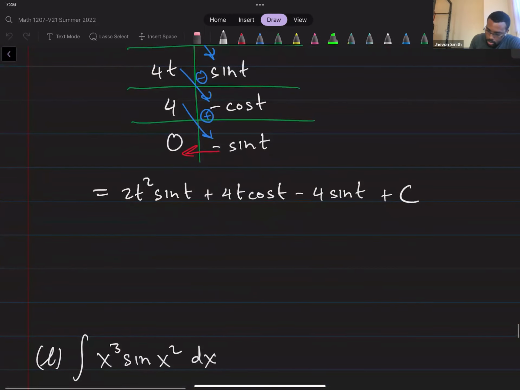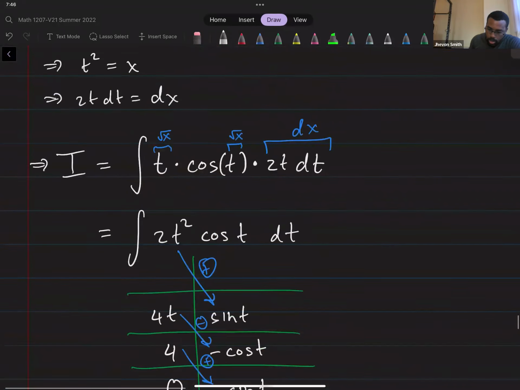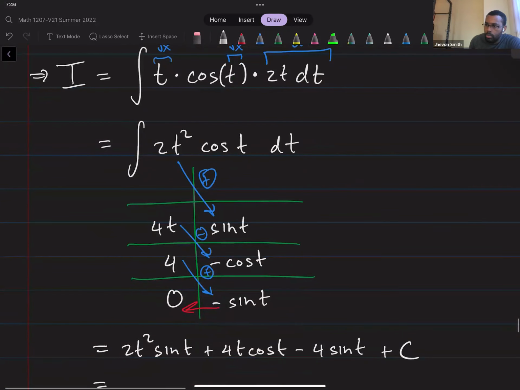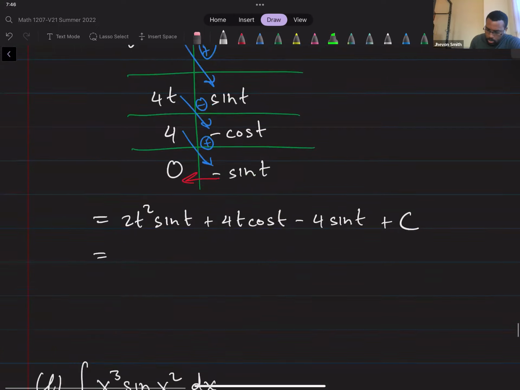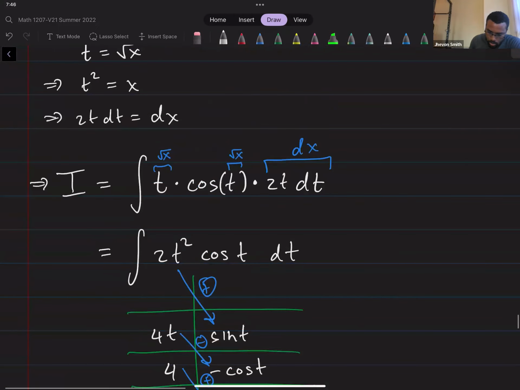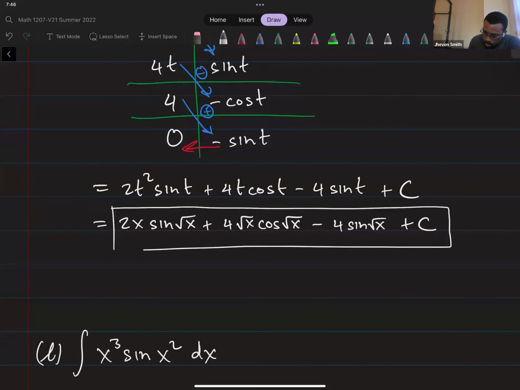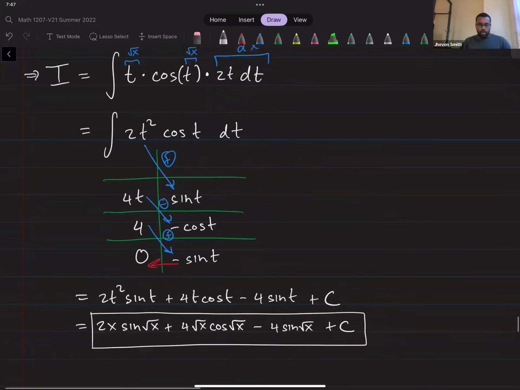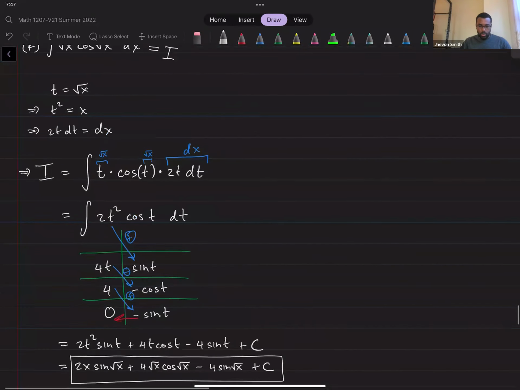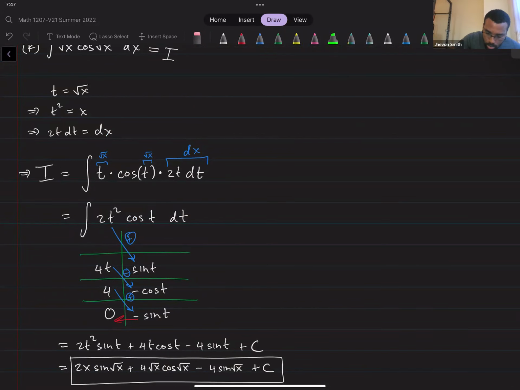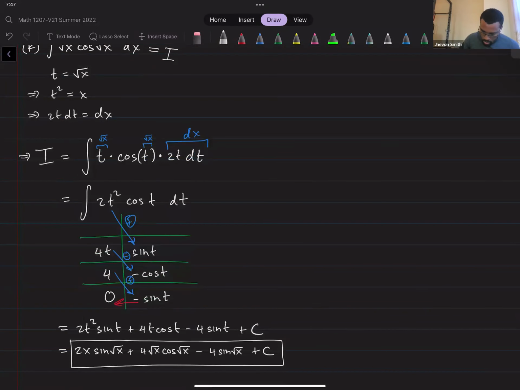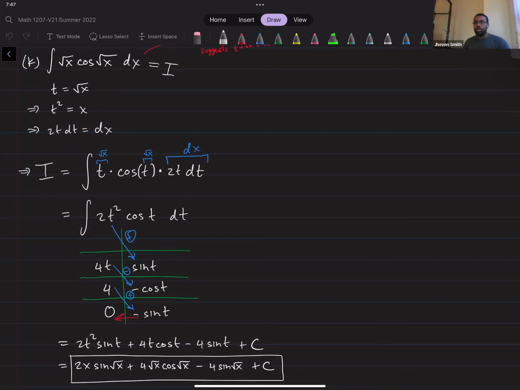So t squared is just an x, right? So yeah, this is 2x sine rad x plus 4 rad x cosine rad x minus 4 sine rad x. And we have that.